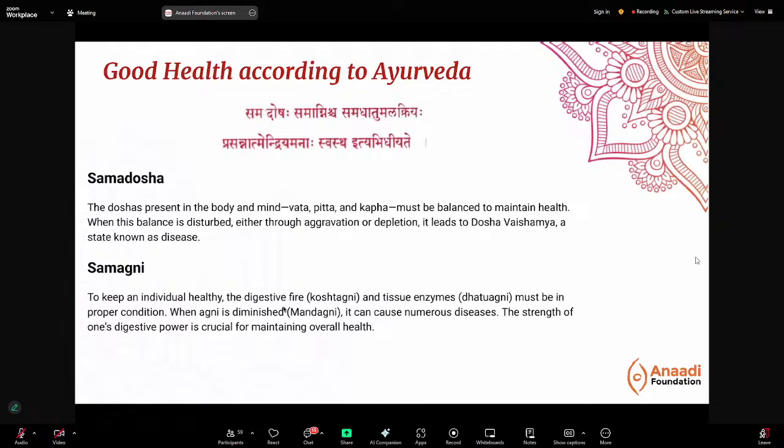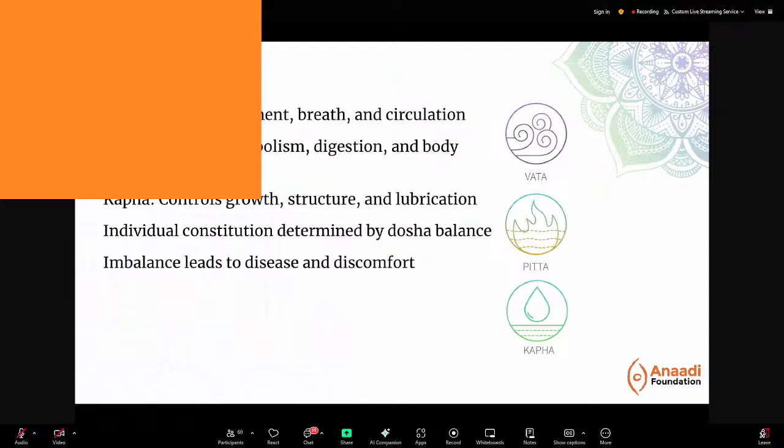Not only that, the sama agni should be there. The agnis of the various organs should be maintained. The digestive fire, Jathara Agni or Koshtagni, the enzymes, Dhatu Agni, must all be maintained in a proper condition in order to maintain good health, right? And Samadhatu Malakriyaha, the dhatus should work properly.